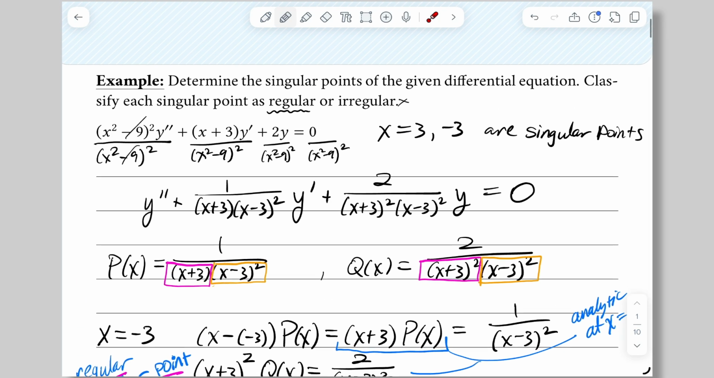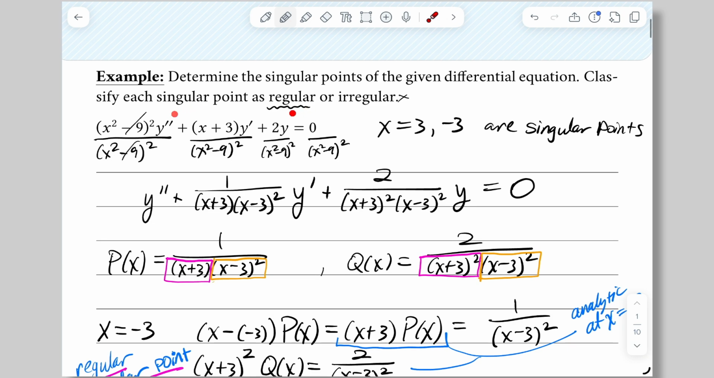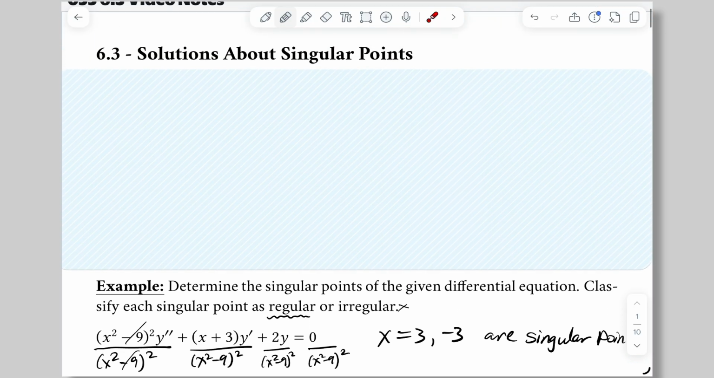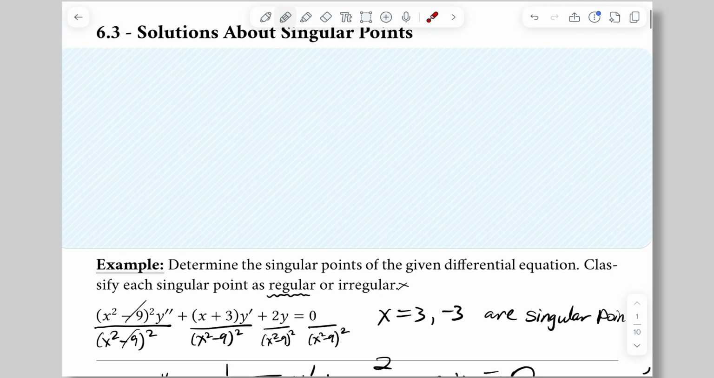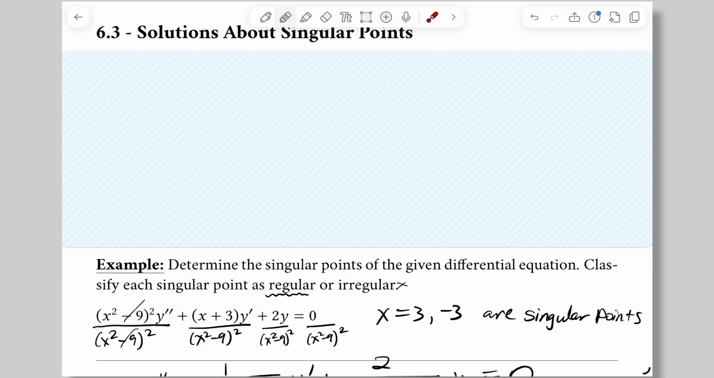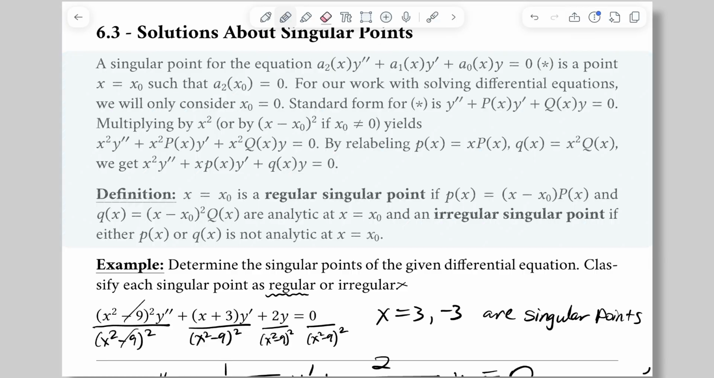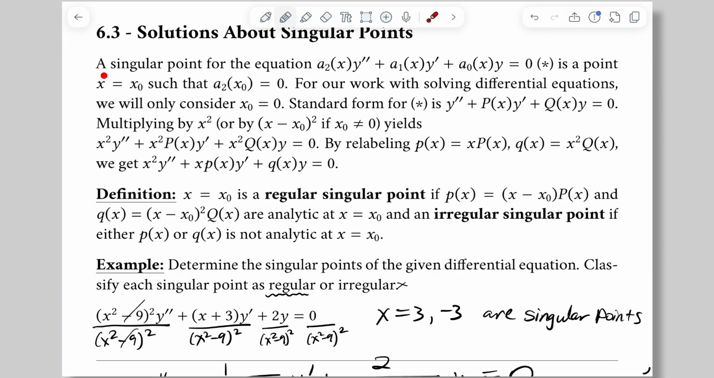In your work, you'll be asked to classify singular points as regular or irregular a couple of times, but then you're going to move on to the main technique of this section. The formal way to present what we have just been looking at is a singular point for the equation a2 of x y double prime plus a1 of x y prime plus a naught of x y equals 0 is a point x equals x naught such that a2 of x naught is equal to 0. So that's zeroing out the y double prime term.